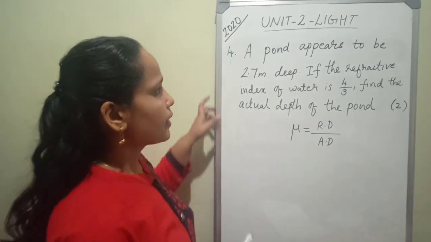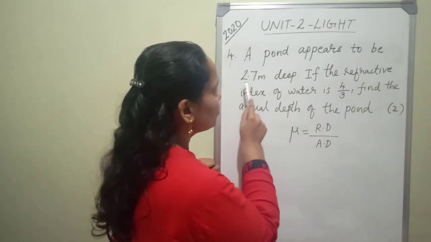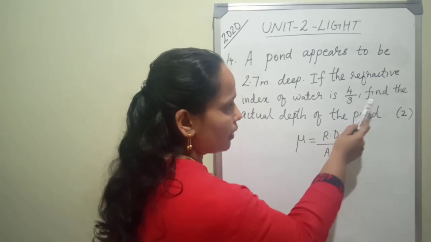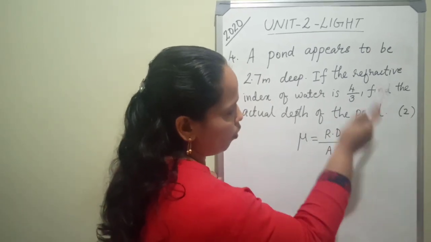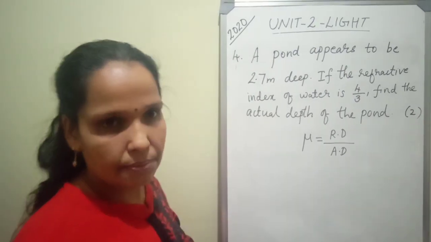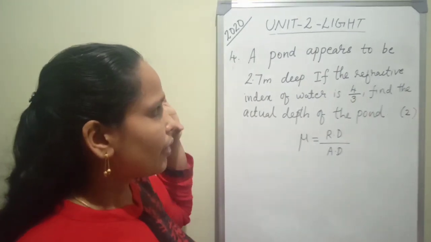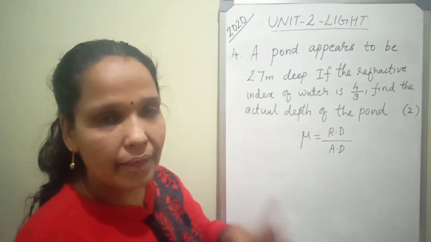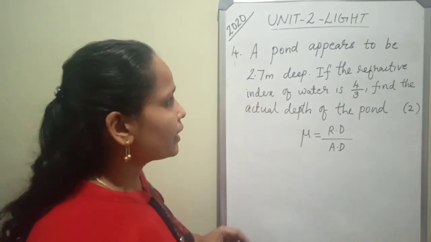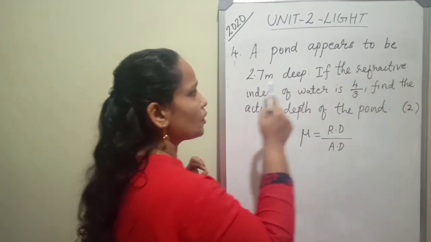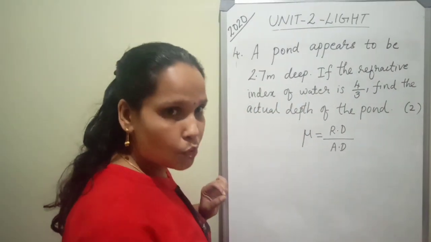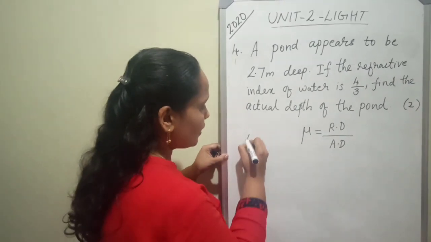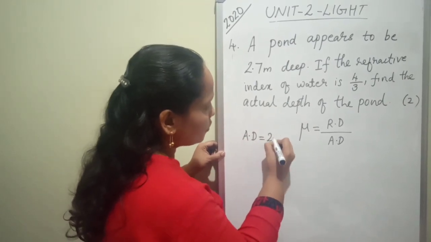Our next question is, a pond appears to be 2.7 meter deep. If the refractive index of water is 4/3, find the actual depth of the pond. Again 2 mark question. Okay. So here when we read this, we have to understand it is related to real and apparent depth. Okay. What is given here? A pond appears to be 2.7 meter deep. Appears to be. That means that is apparent depth. Okay. So we can write here apparent depth is equal to 2.7 meter.